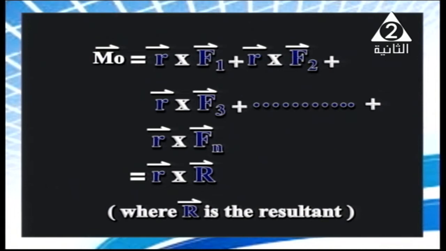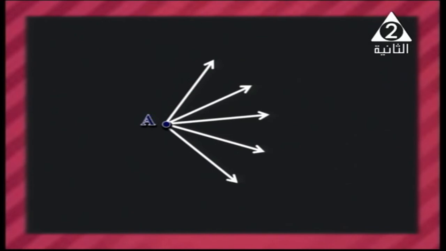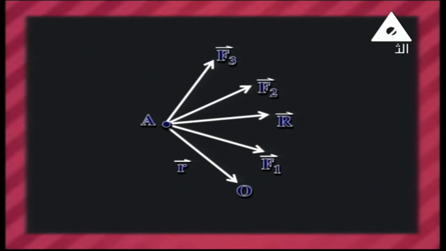My dear student, look at a body about point A. We have more forces, F1, F2, F3 to Fn, acting on the body at point A. Then the sum of moments of the forces about the body equals the moment of the resultant of these forces at the same point.